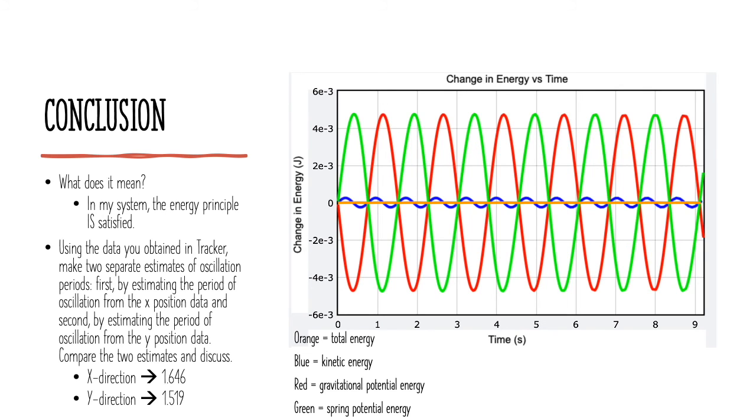And then by utilizing my tracker data, I also calculated the oscillation periods in the X and Y directions. They ended up being 1.519 in the Y direction and 1.646 in the X direction. These are obviously not equivalent. And this is most likely due to the fact that the period in the Y direction is displaying the up and down or natural motion of the spring, and the X direction is a pendulum-like motion, which ultimately leads to slightly different periods of oscillation due to the differing nature of the motion.